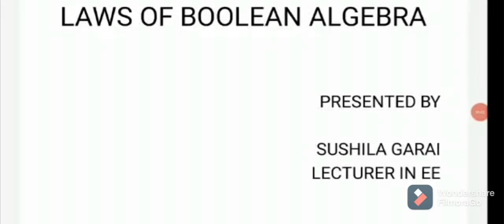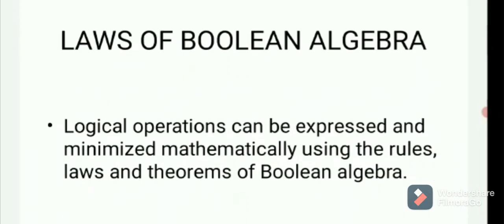Laws of Boolean algebra. In Boolean algebra, we deal with the algebraic relation between logic or Boolean variables. A fundamental rule relating Boolean variables is called a Boolean theorem. Boolean theorems are mainly used for two purposes: first, for easily realizing, and second, to allow simplification of logic circuits. So a logical operation can be expressed and minimized mathematically using the rules, laws and theorems of Boolean algebra.